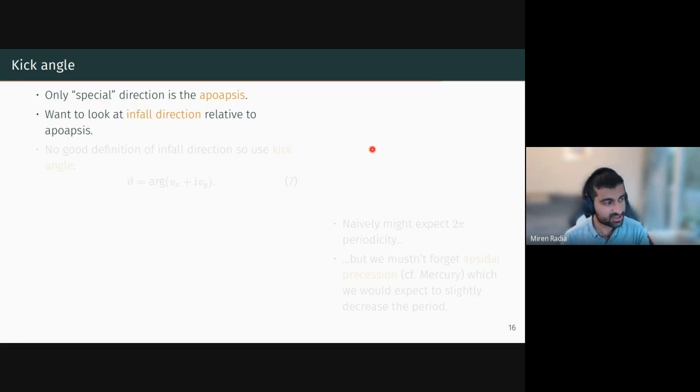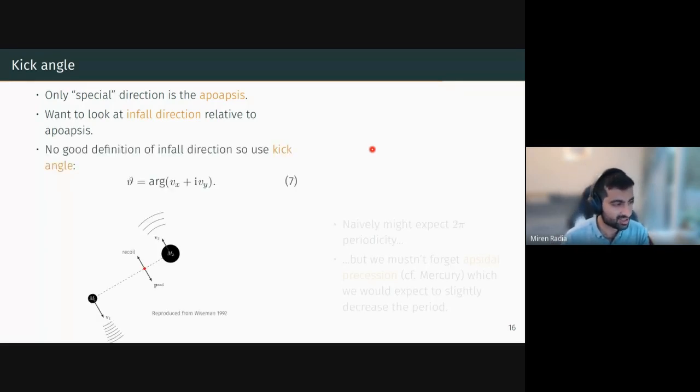So we wanted to look at the infall direction of the black holes relative to the apoapsis or the periapsis, the axis of smaller separation. But unfortunately, there isn't really a good definition of infall direction. It's very hard to quantify. So instead, we looked at the angle of the kick in the orbital plane. The kick lies in the orbital plane by symmetry.